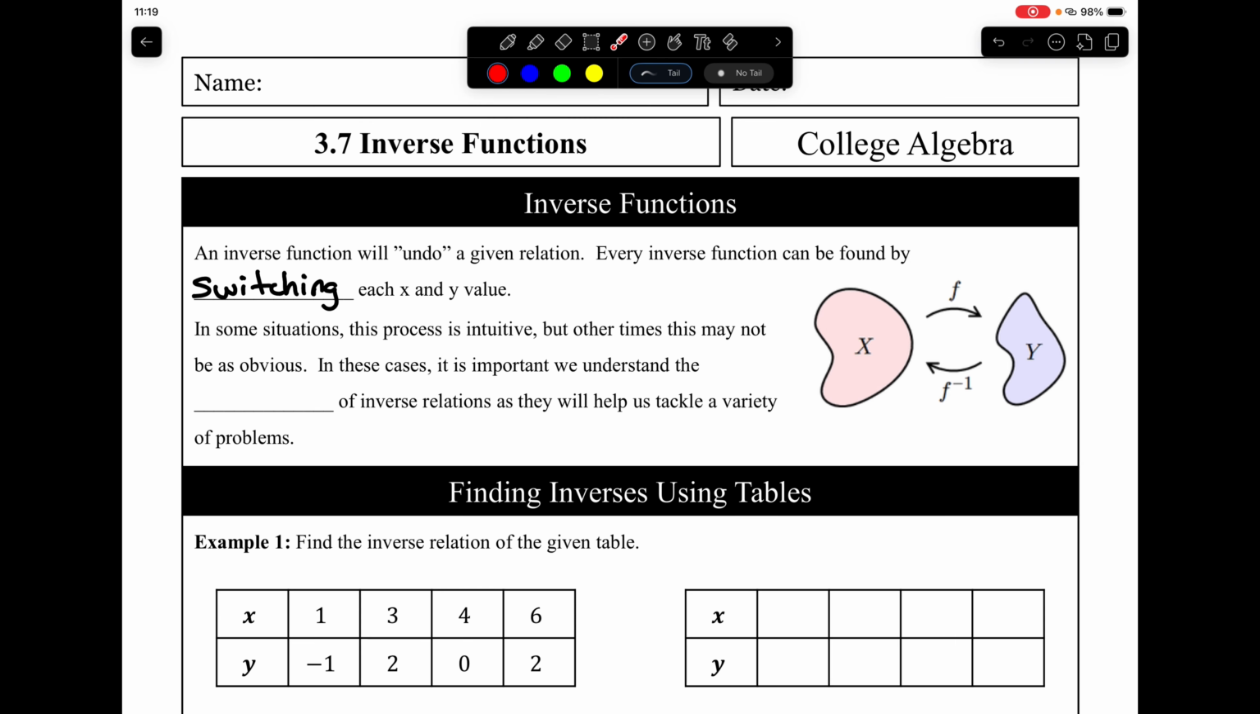Other times it's not that obvious. But regardless of the case, it's important that we understand the main concept of what an inverse does, which is, again, switching, which is represented in this diagram. If I make the x values the y values and the y values the x values for the inverse of a function, I can create the inverse of that relation, and the result of that rule, whatever the formula or the equation is, hopefully it's a function itself.